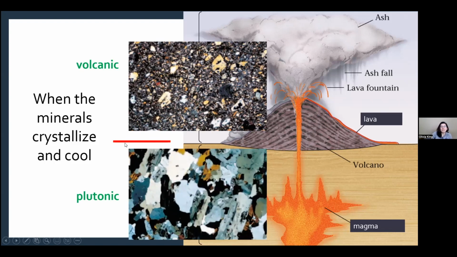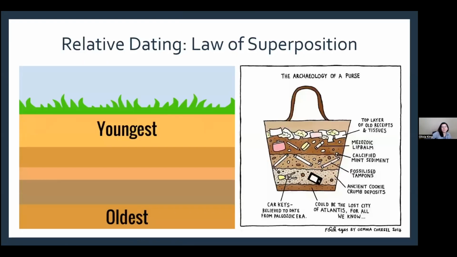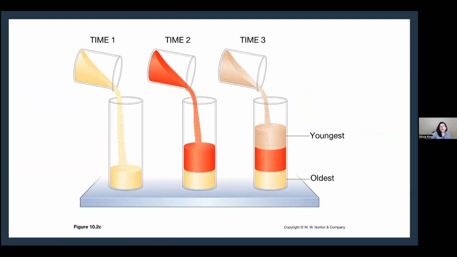These are just some of the minerals as they cool, how they would look either in an ash or in a magma. What we're going to be looking at though is relative dating. And that's really looking at the layers of rock and which ones are older and which ones are younger on top. So we think of time as very linear. You can see in this diagram, you have layers of sediment being deposited with the youngest, or the most recent deposits, on top and the oldest at the bottom.